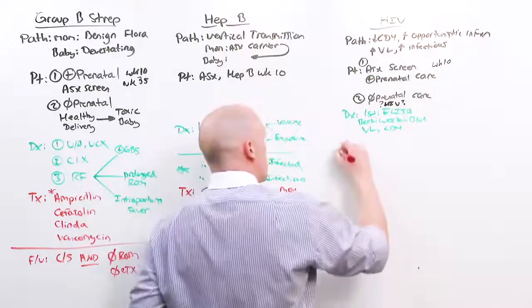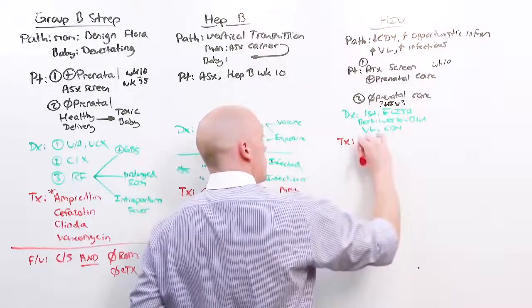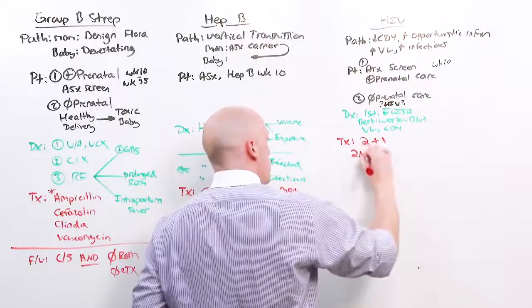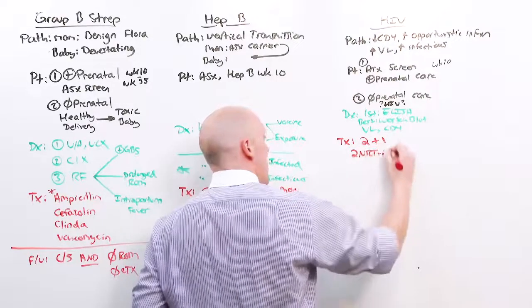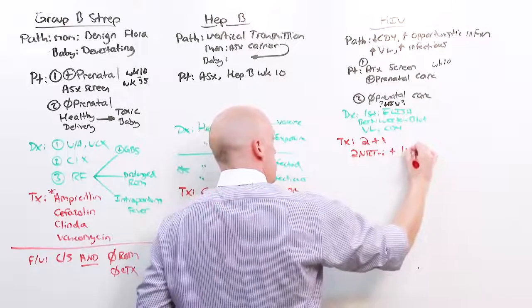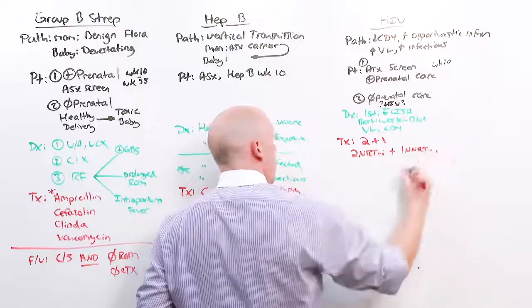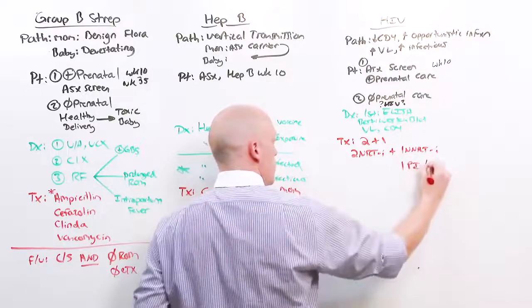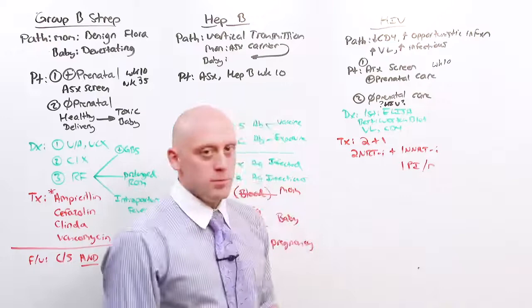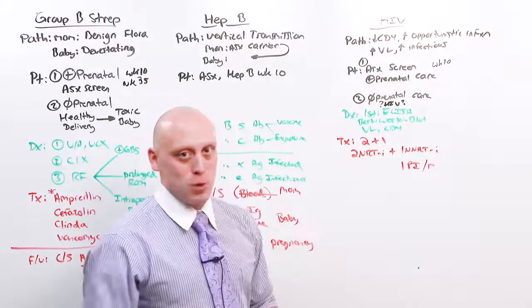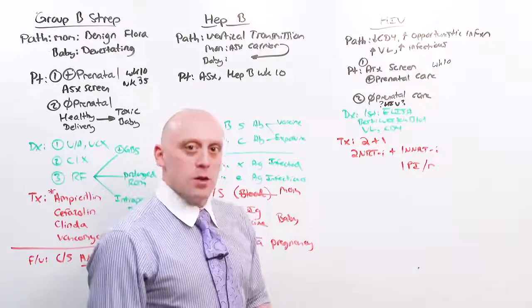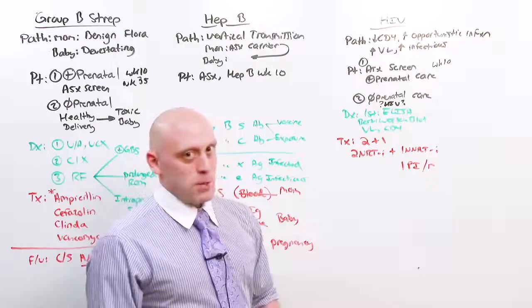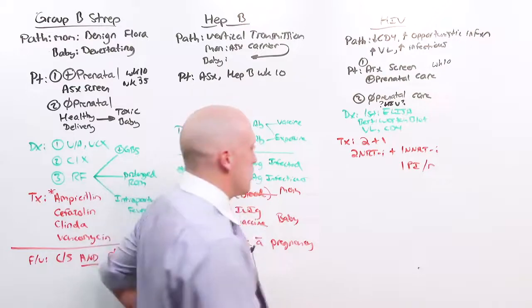The goal is to get the viral load down. And the way you treat HIV is 2+1. It is 2 nucleoside reverse transcriptase inhibitors and 1 non-nucleoside reverse transcriptase inhibitor, or 1 protease inhibitor, and protease inhibitors get boosted with ritonavir. Lots of words in there. 2+1 is HAART, highly active antiretroviral therapy.